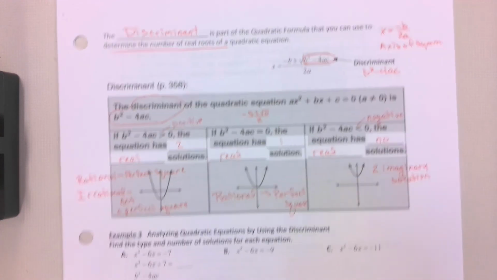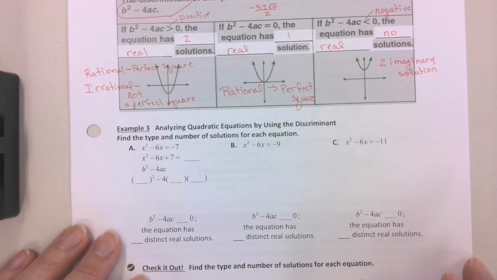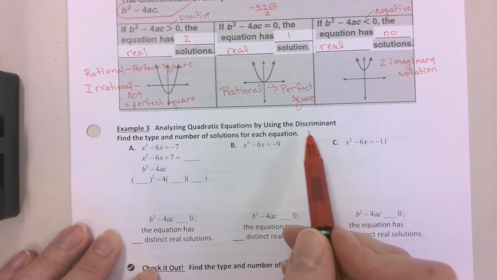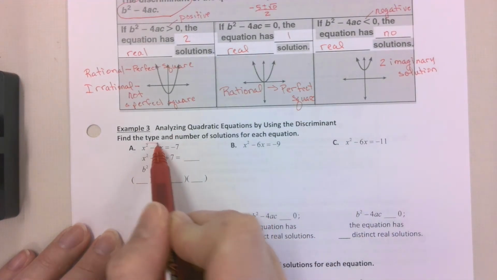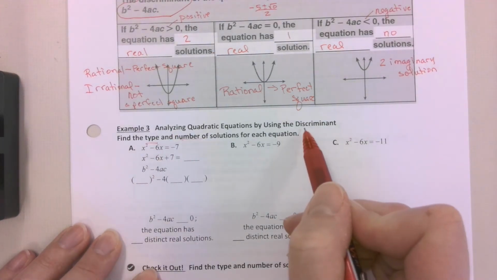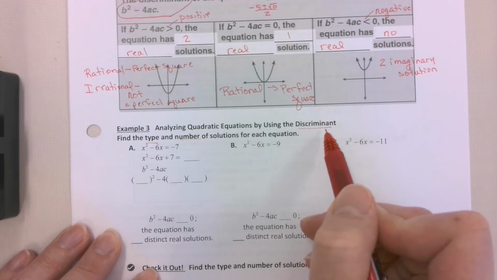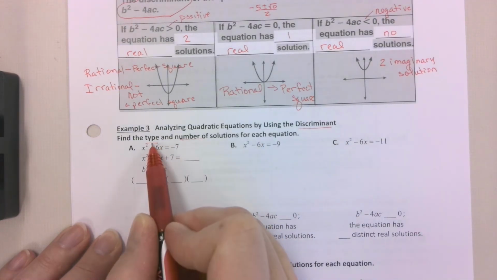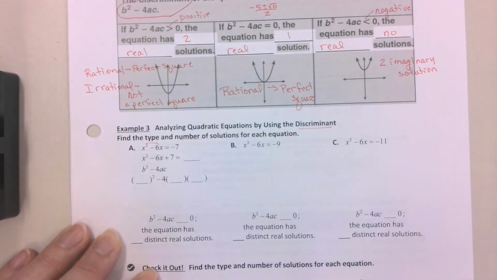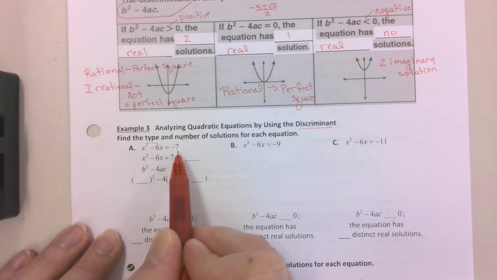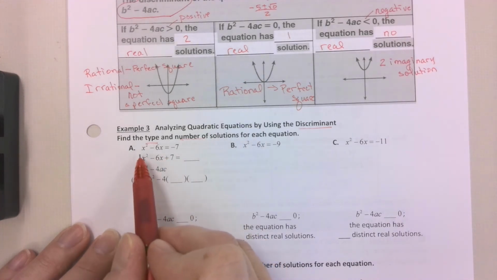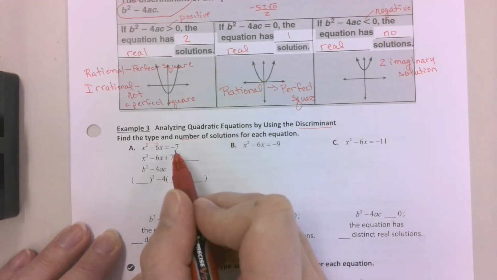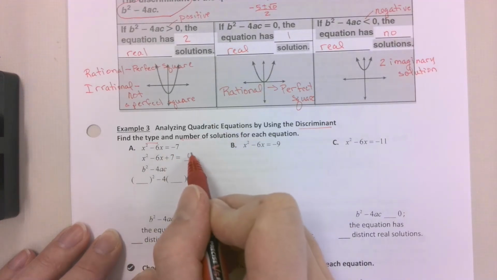All right, so let's look at some examples here. The first one's laid out for us. We want to just find the discriminant to find the type and number of solutions. So you have three parts to your answer. What is the discriminant, how many, and what type of solutions do you have? First thing I want to do is I always want to set it equal to 0. So whether it's f of x or it's already set equal to a number, move that 7 over by adding it, set it equal to 0.